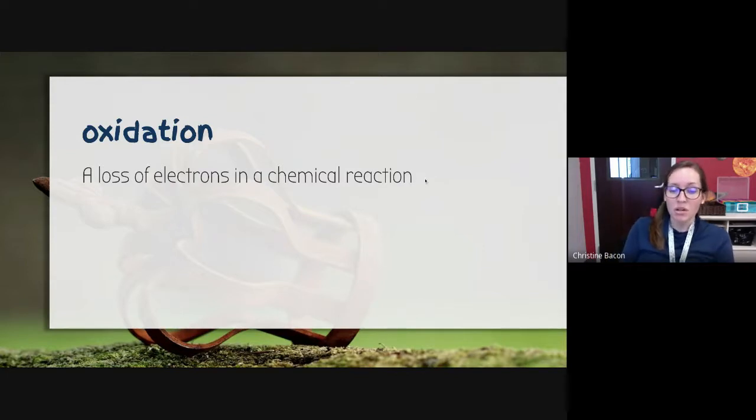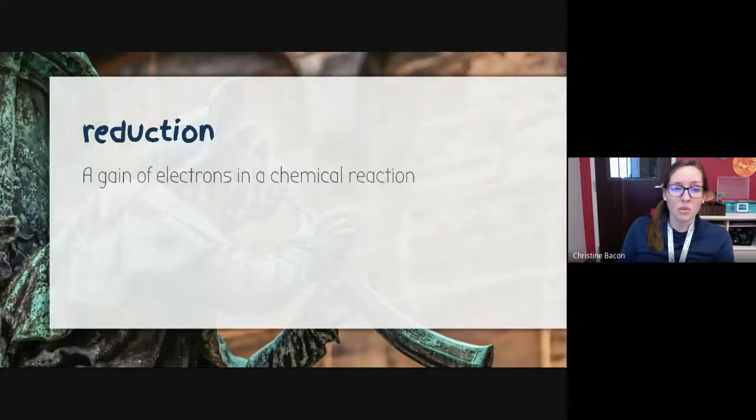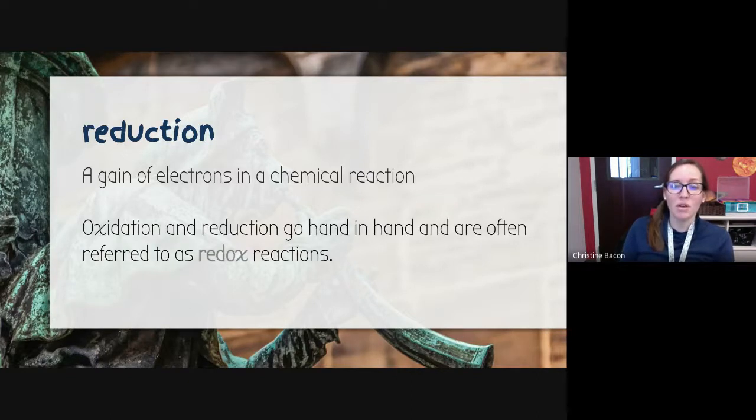Okay, we've heard about this because when an atom loses electrons, it becomes a cation. Okay, it becomes positively charged. And the opposite of oxidation is reduction. When an element gains electrons, that is reduction. These two things go hand in hand, so we often call them redox reactions. Okay, oxidation and reduction are related, so we call them redox reactions.